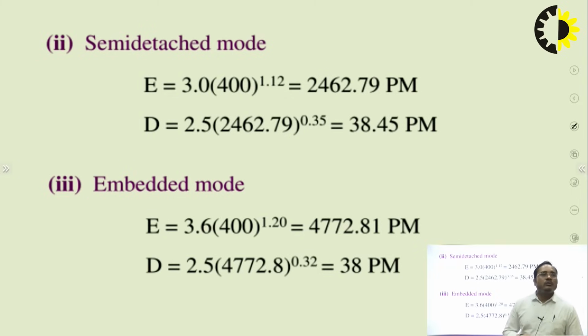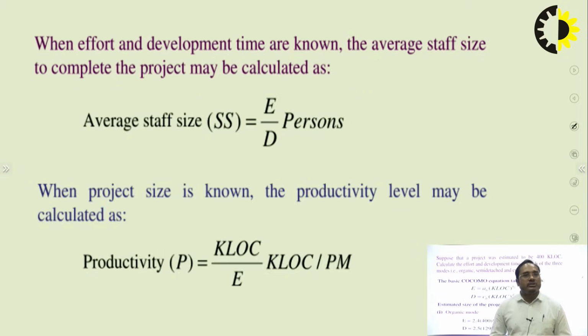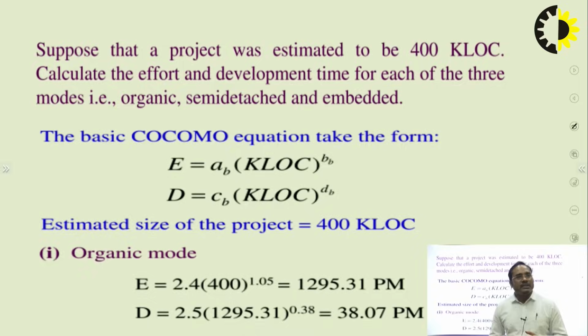So what about the semi-detached model? The semi-detached model is similar to the organic model, but the values of A subscript B and B subscript B are changed, and the C subscript B and D subscript B values are changed. You can see the values for the semi-detached model here. By using this table and putting in the values, you can calculate the values of E and D easily.